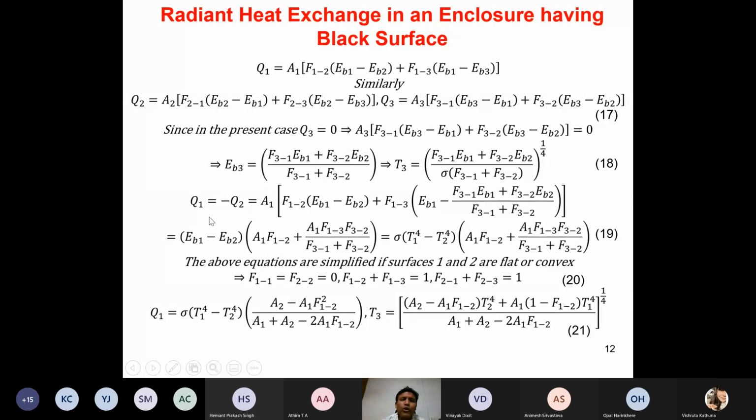So Q1, Q2. Q1 is equal to minus Q2, and that is given as just A1 F12 (EB1 minus EB2) plus F13 (EB1 minus EB3), and this EB3 we can replace by this equation number 18. So that is what has been done here. This EB3 we have replaced by this bracket. So this becomes F13 EB1 minus (F31 EB1 plus F32 EB2) divided by (F31 plus F32).